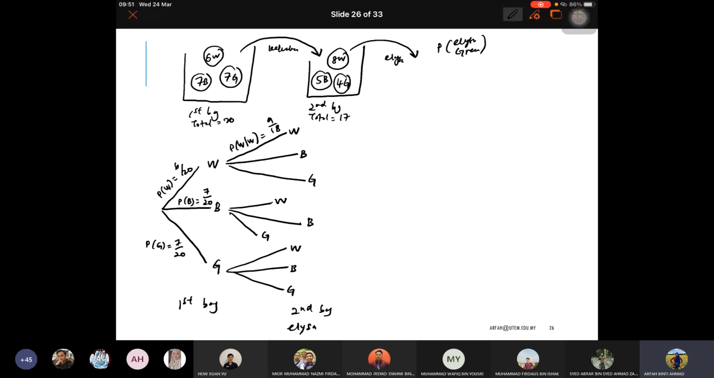Okay. So this one is the probability of getting black given that Fasha got white. What is this one? Look at the second bag. This one will become 5 per 18. Correct, 5 per 18. And green given that white was drawn on the first selection? 4/18. 4/18. Okay, correct.